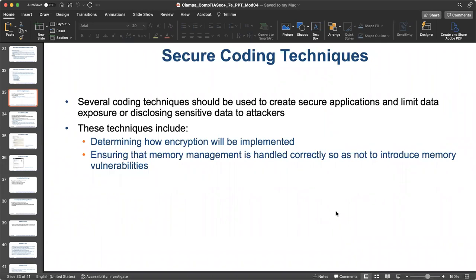And these processes should be used every time you develop an application to limit the data exposure, to limit the possibility of a bad actor injecting code in there, and finally to limit having risky software in place, right?